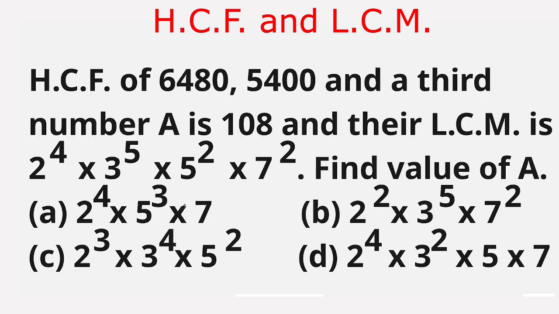The given options are: Option A, 2 to the power 4 multiplied by 5 to the power 3 multiplied by 7. Option B, 2 to the power 2 multiplied by 3 to the power 5 multiplied by 7 to the power 2. Option C, 2 to the power 3 multiplied by 3 to the power 4 multiplied by 5 to the power 2. Option D, 2 to the power 4 multiplied by 3 to the power 2 multiplied by 5 multiplied by 7.